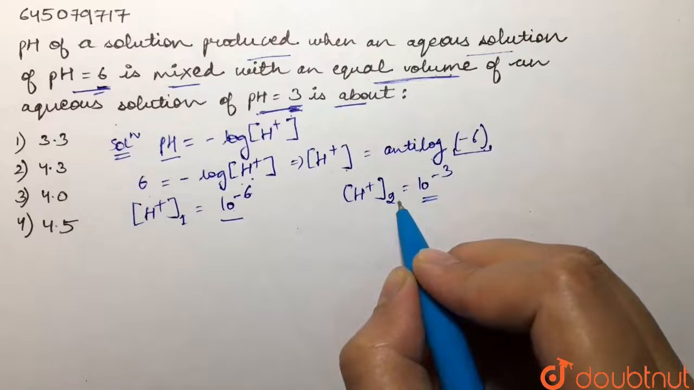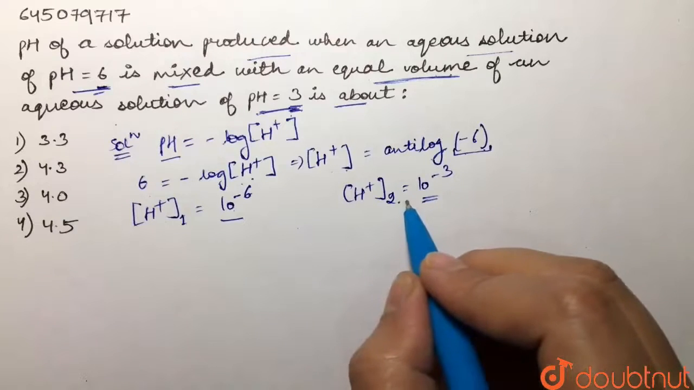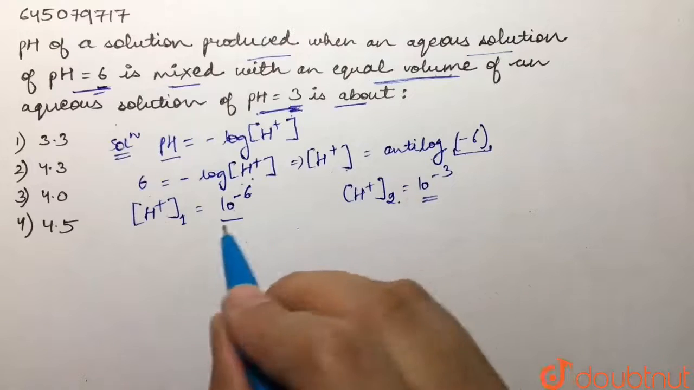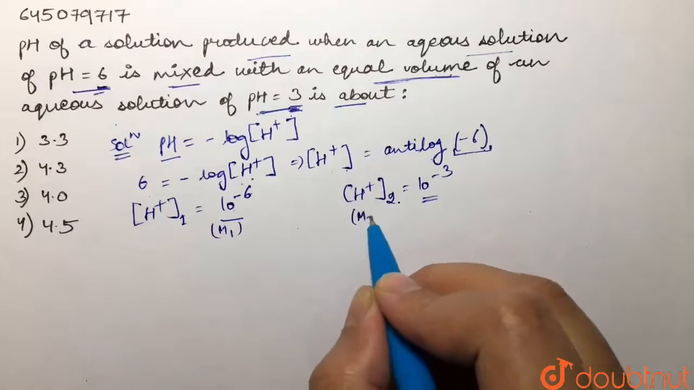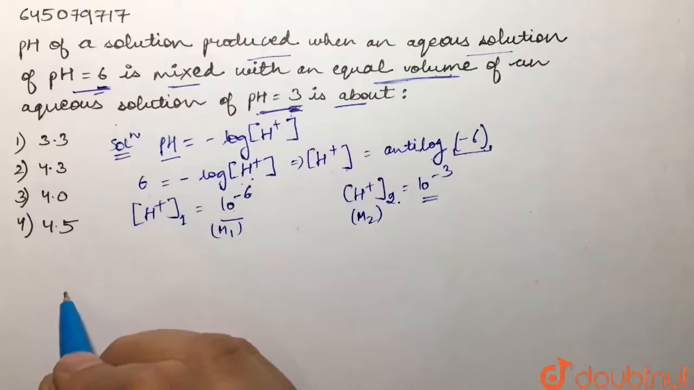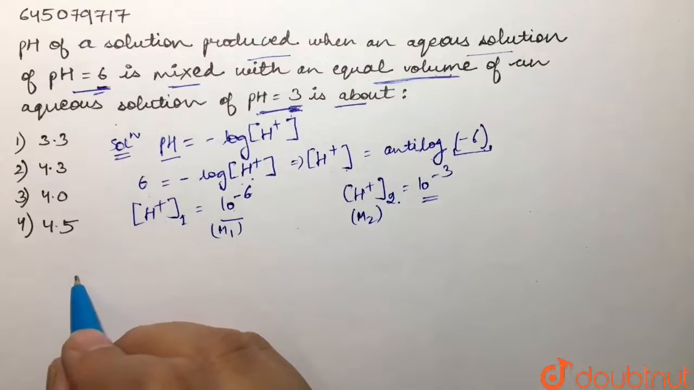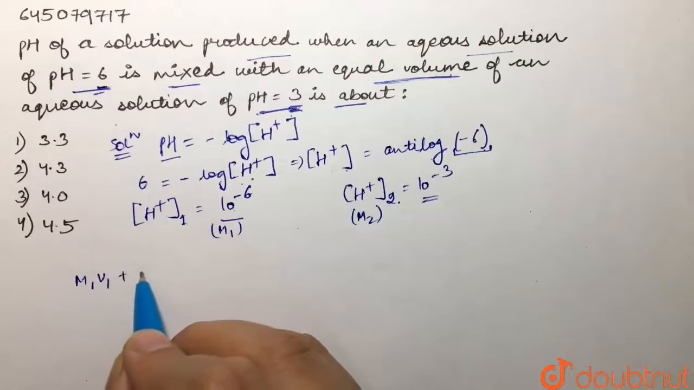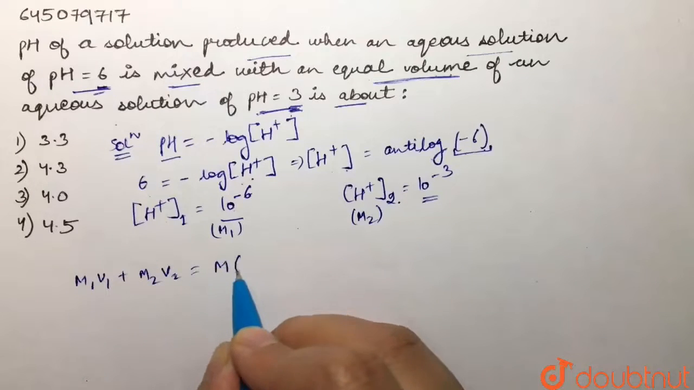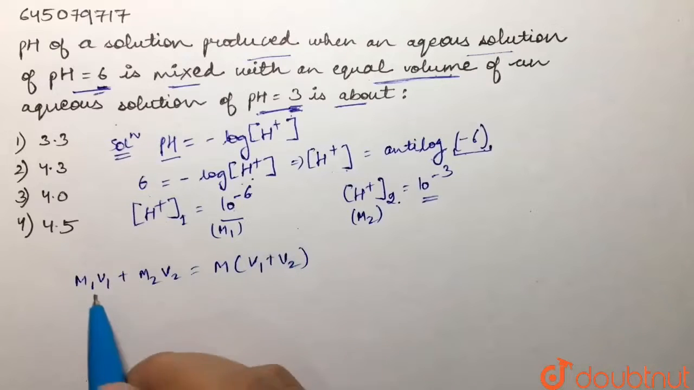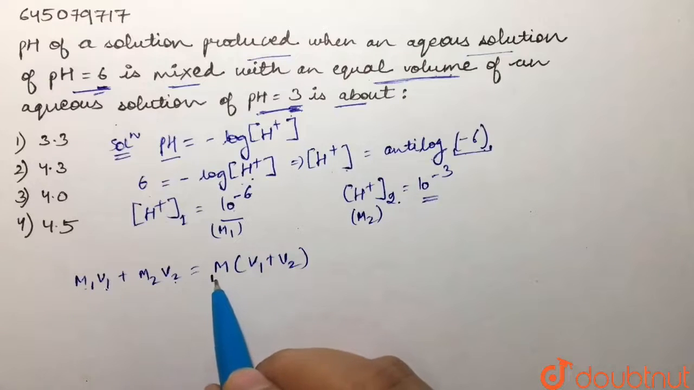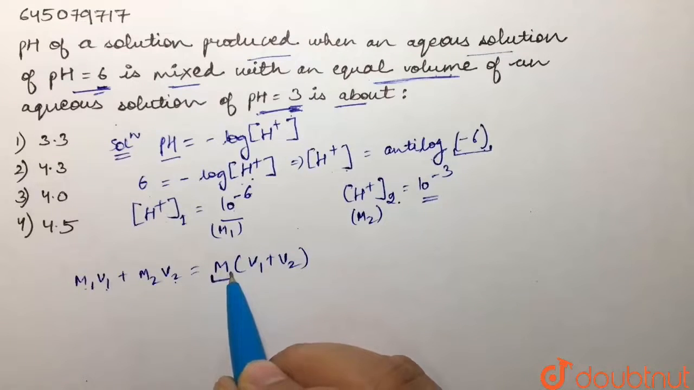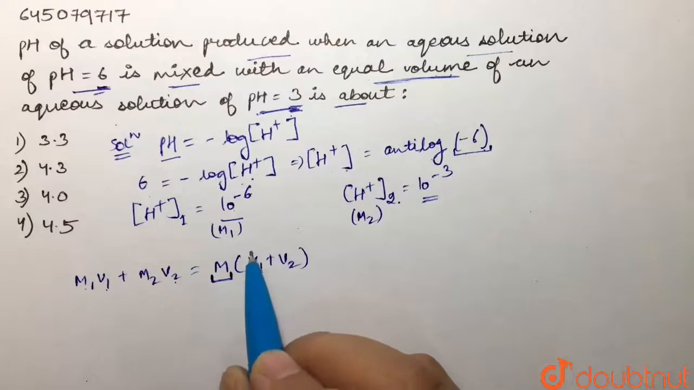Now we have to find out the pH of the solution formed by mixing the two. These are basically our molarities. We can say this is our M1 and this is our M2. Whenever there is a case of mixing, we have M1 V1 plus M2 V2 is equal to M into V1 plus V2. Over here we know M1 and M2, and the volumes are the same, and we have to find the final molarity or the H positive ion concentration. From there we can find the pH of the final solution. So over here we are going to put the values.